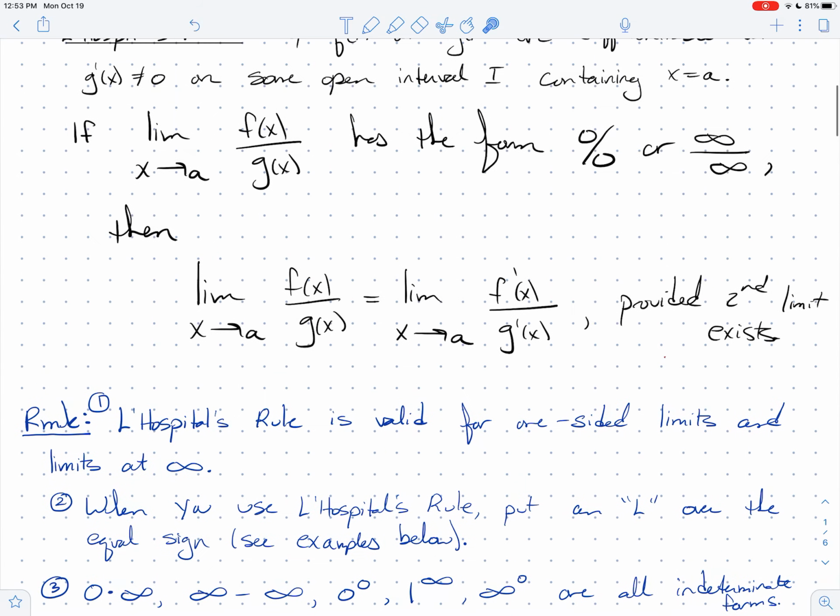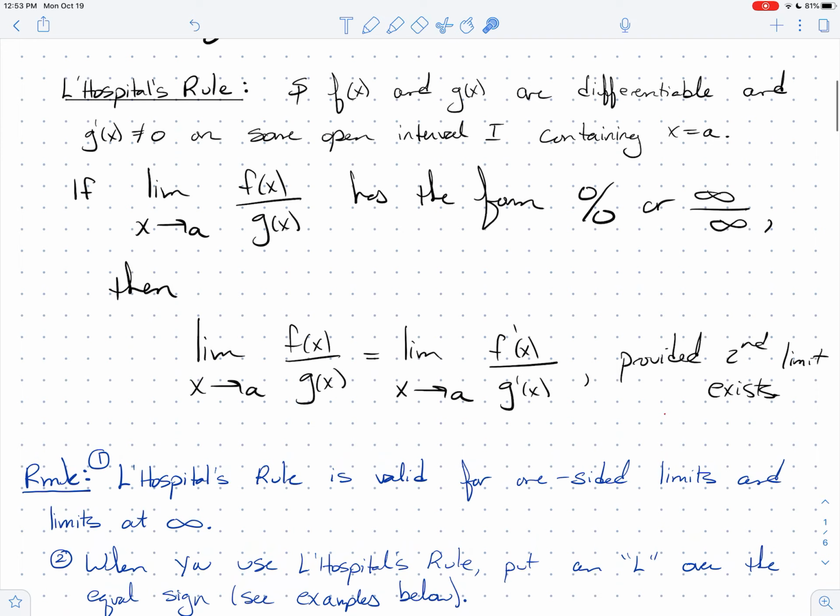So let's just summarize L'Hopital's rule. There are 2 indeterminate forms that you can run into, and well, there's a lot more than 2, but the 2 that we're interested in are 0 over 0 and infinity over infinity. If you hit either of those forms, then you can take the derivative of the top and the derivative of the bottom, and the limit of that function is going to be the same as the limit of your original function.